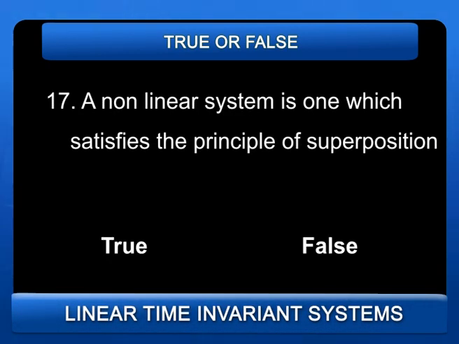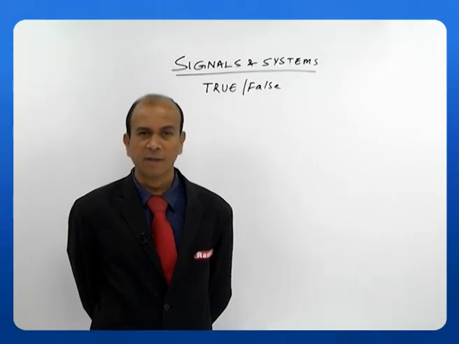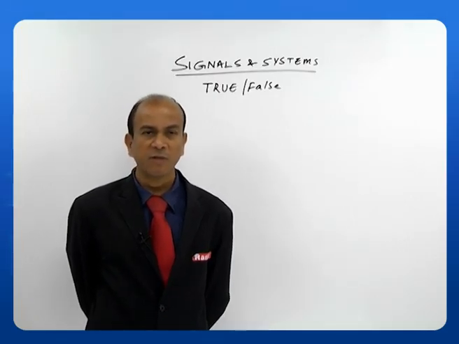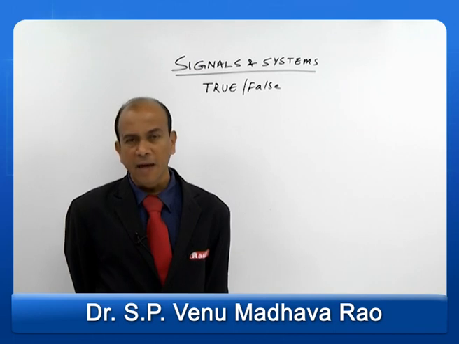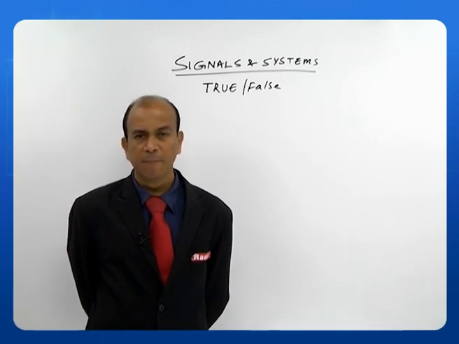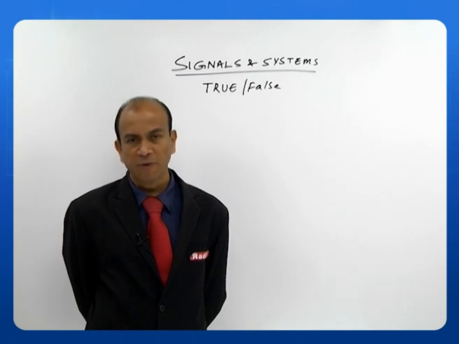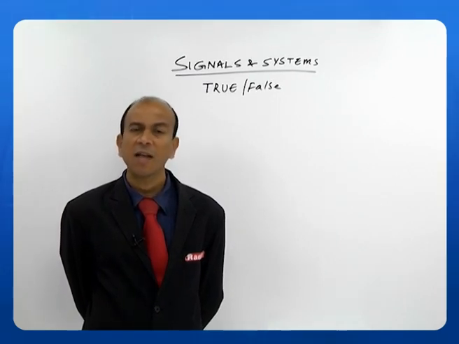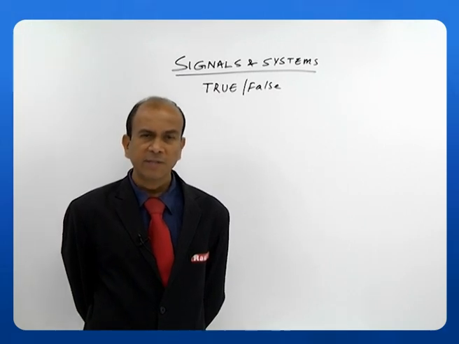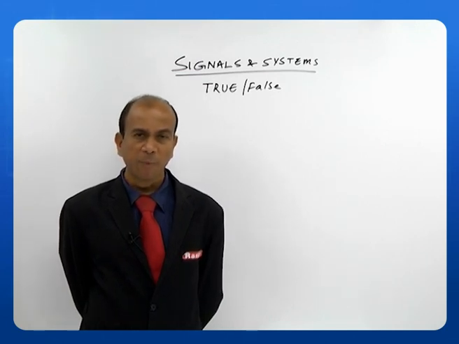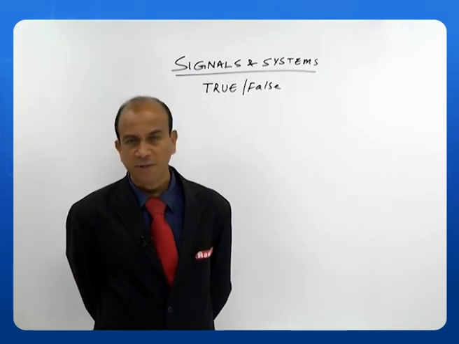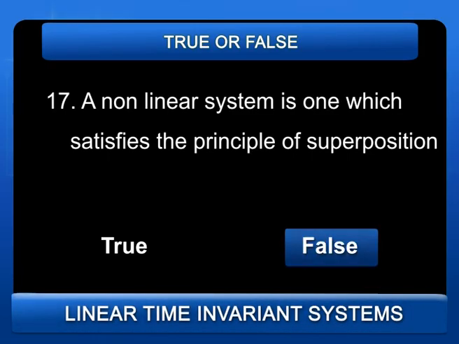Now let us look at the 17th question in true or false. The 17th question is, a non-linear system is one which satisfies the principle of superposition. I think you all understand the answer. We have seen earlier that one of the important conditions to be met for a system to be linear is superposition. But we are talking about a non-linear system, so the answer is definitely false. A non-linear system will never satisfy the superposition principle. If a system satisfies the superposition principle, it is called a linear system and not a non-linear system. So the answer is false.